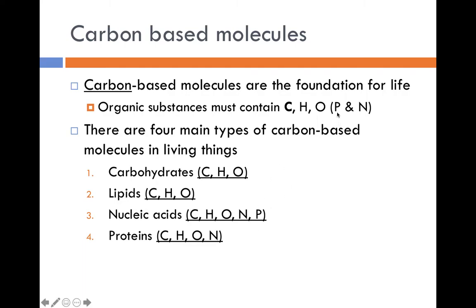Now, right here, I also have phosphorus and nitrogen in parentheses. And the reason why is not everything has to have that, such as these nucleic acids, they actually have all five of them. They have carbon, hydrogen, oxygen, nitrogen, and phosphorus. But proteins don't have the phosphorus there.